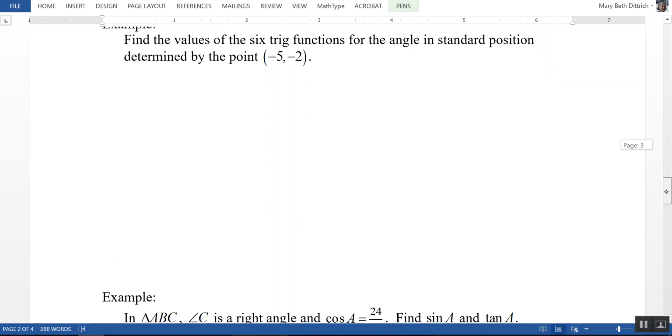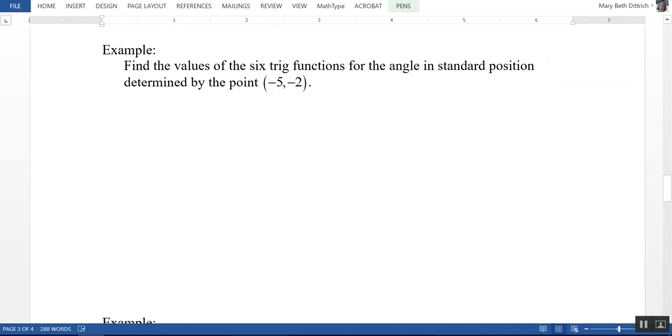Here's an example. We need to find the values of the 6 trig functions for the angle in standard position that is determined by the point -5, -2. So I'm going to start with just a simple sketch. And here we have -5 on the x-axis, and here we have -2 on the y-axis, and that would be this point right here. So the angle that we're looking for is this angle right here. So I need to find the sine, cosine, tangent, cosecant, secant, and cotangent of that angle.